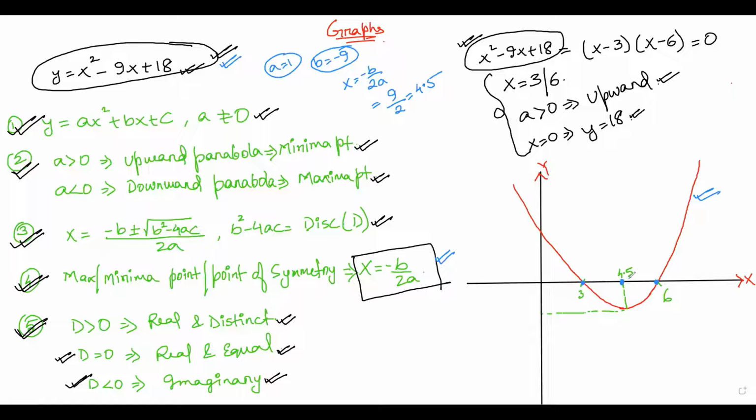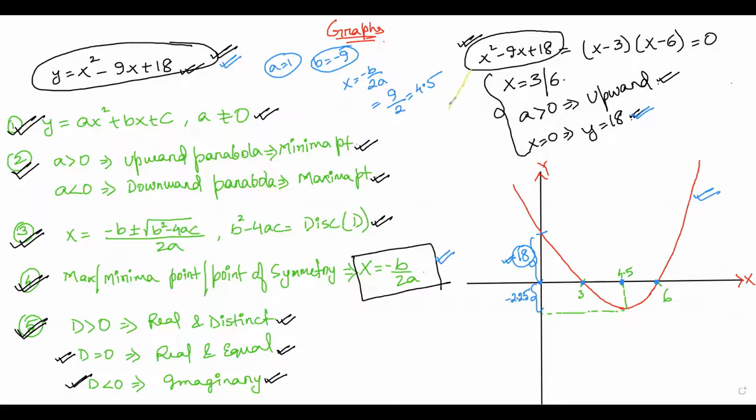And if we put this x equal to 4.5 in this quadratic equation, we'd be getting the minimum value, which would be minus 2.25. So this curve attains a minimum value of minus 2.25 at x equal to 4.5. At x equal to 0, we are getting the y-intercept, which in this case is 18. So this length would be the y-intercept, which would be 18.